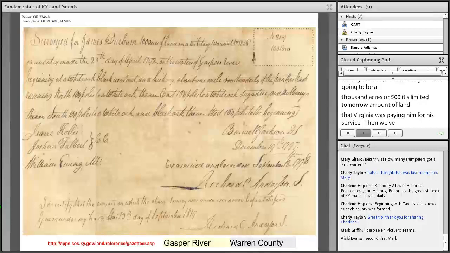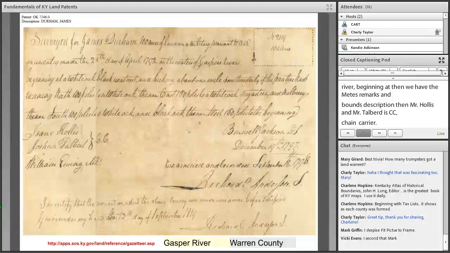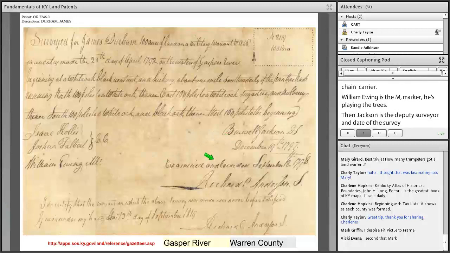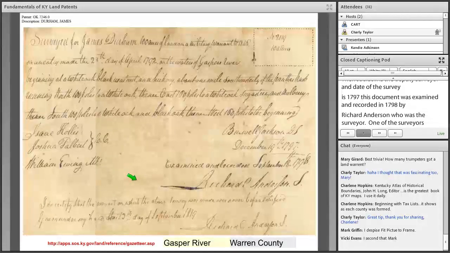beginning at, and then we have the metes and bounds description, and then Mr. Hollis and Mr. Talbert are the CCs. What does that CC stand for? Chain carrier. William Ewing is the M, marker. He's blazing the trees. And then we've got Burwell Jackson as the deputy surveyor. And the date of the survey is 1797. This document was examined and recorded in 1798 by Richard Anderson, who was one of the surveyors for the military district. And he's making a statement that he doesn't have any other patents around him.